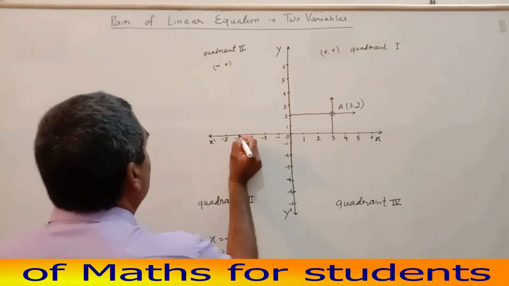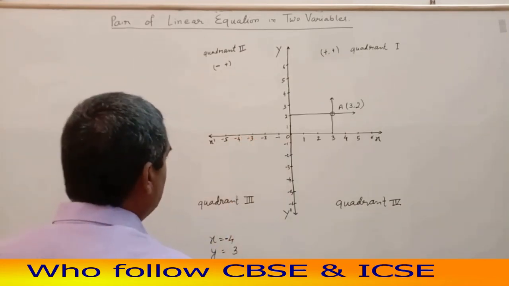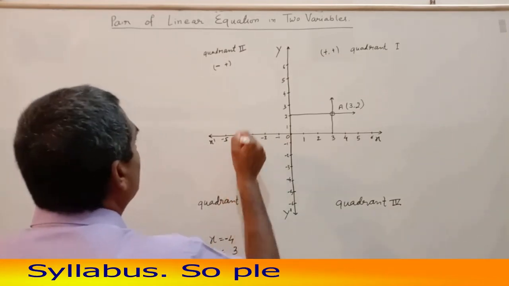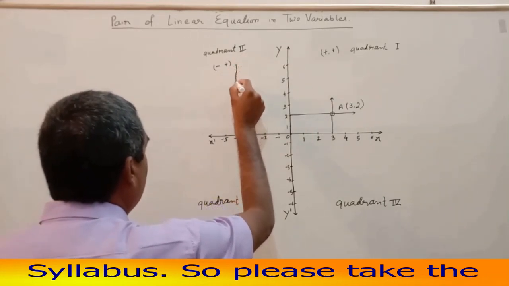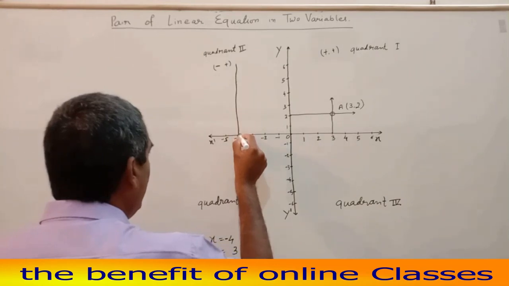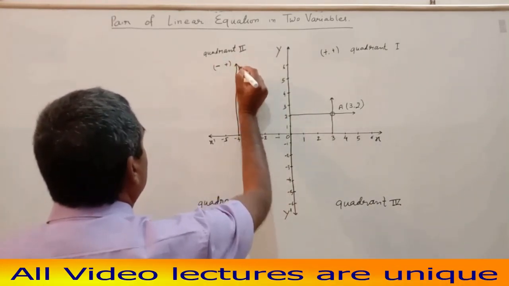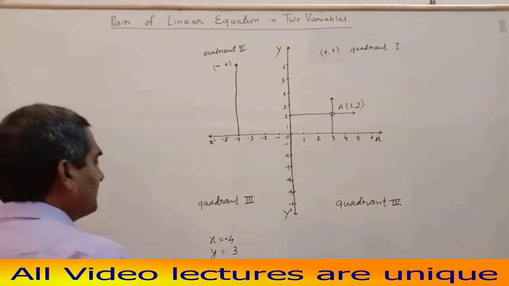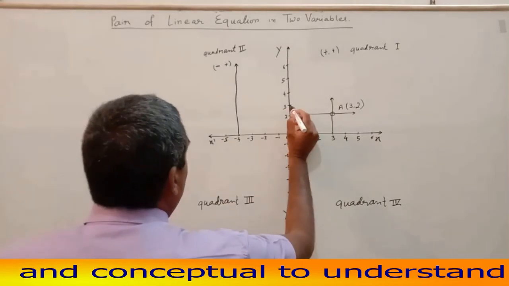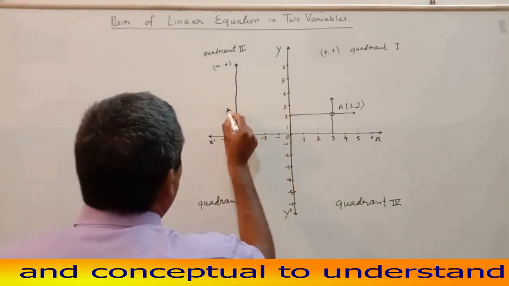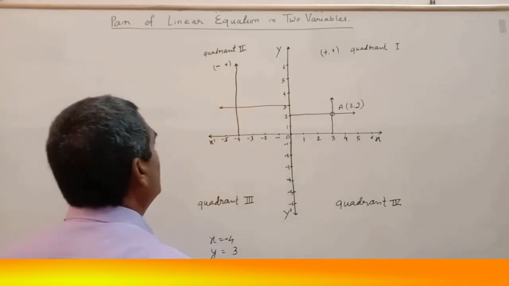From the point on the x-axis, minus 4, we have to draw a parallel line. This line will be parallel to the y-axis, this one. And y is equal to 3. So from 3 we have to draw a line parallel to x.